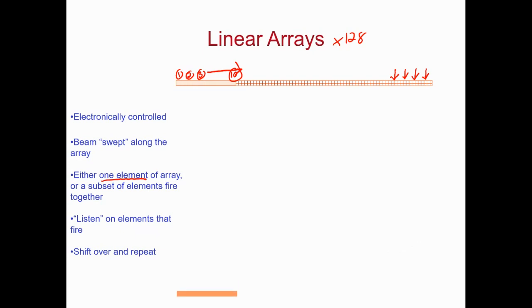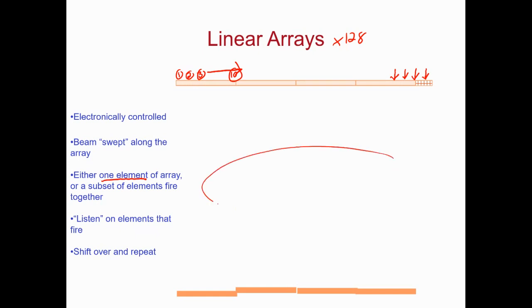Those fire, and then you listen. Echo, echo, echo. All the echoes done. Fire again, listen on those, 11 through 20. Listen, listen, listen. Move over, fire, that would be 21 through 30. Listen, listen, listen. 31 through 40. Listen, listen, listen. In this way, you get a bunch of beams sweeping out. You're going to image everything in the patient, and nothing physically has to move. It's all electronically controlled. I don't know of anything where something's really physically moving anymore. It's just way faster to have the electronics do it.